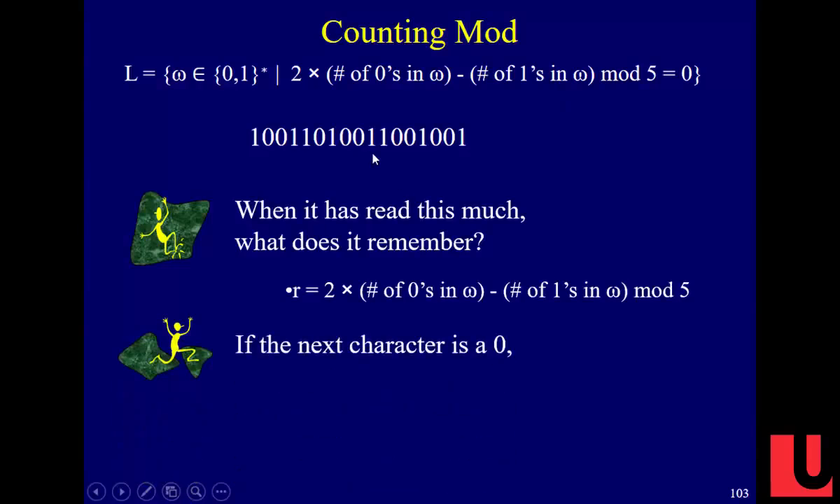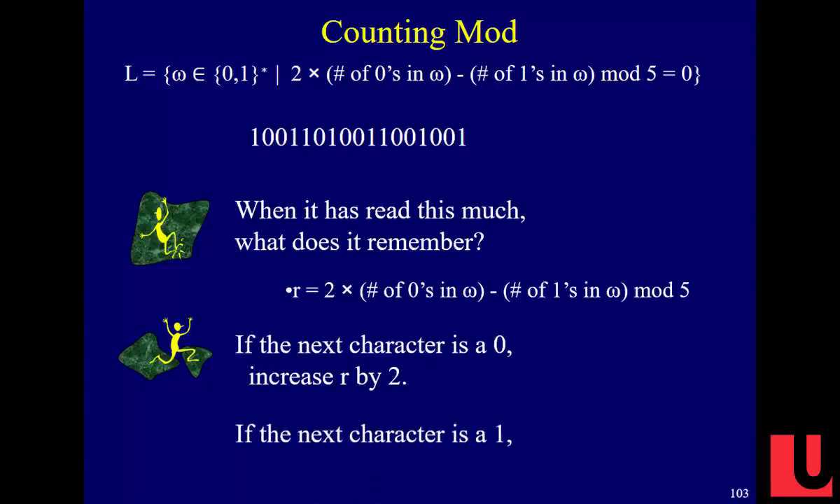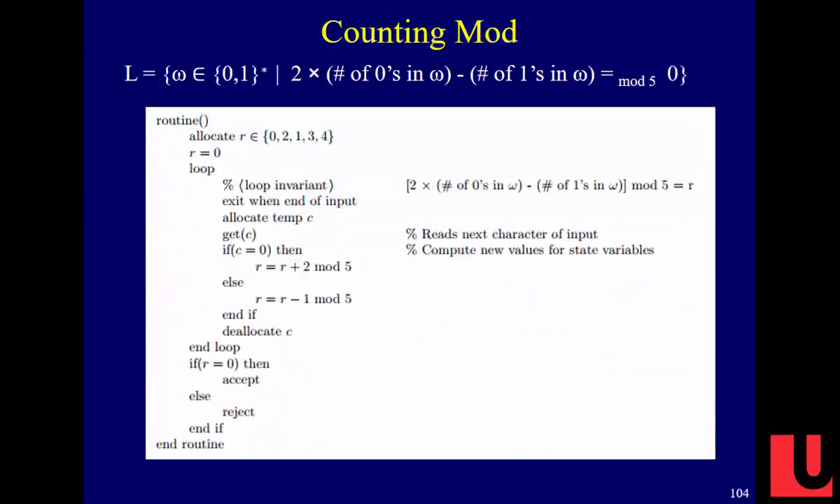So suppose we have the r, which is the value so far, and we get a new 0, what change? How does our r change? We get one more 0, so it goes up by 2. Right? People buy that? And if you get a 1, then it goes down by 1. Mod 5. Right?